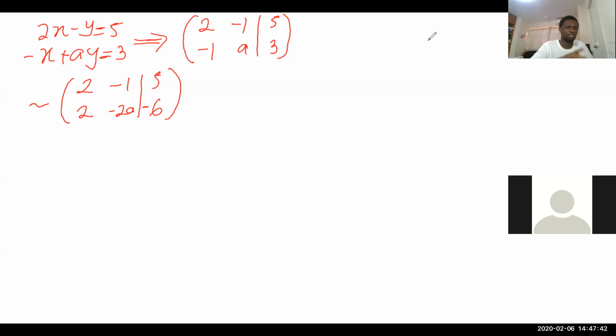Are you getting my question? The fact that the coefficient of x on both are the same and on the other side is not does not mean there are no solution. I'll give you an example.